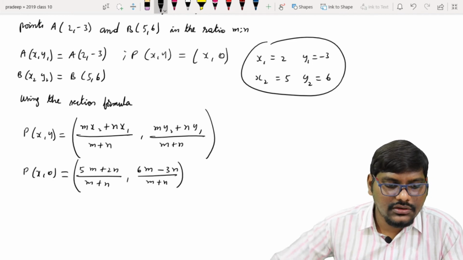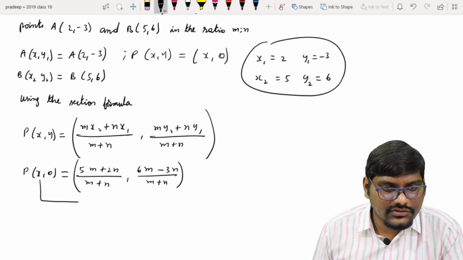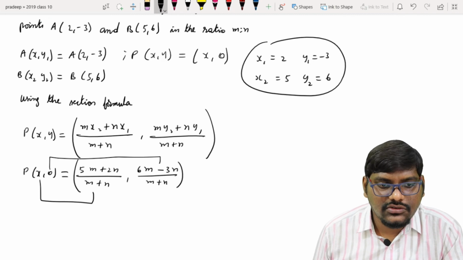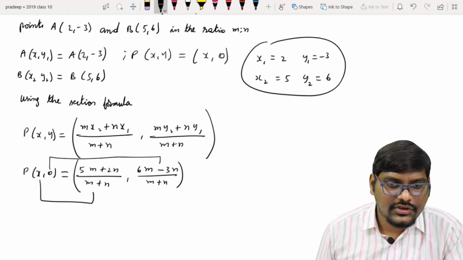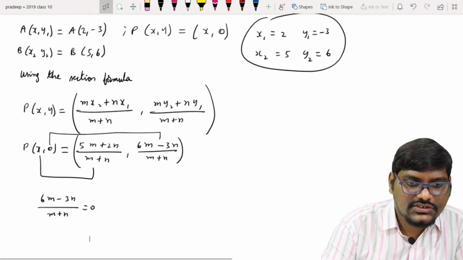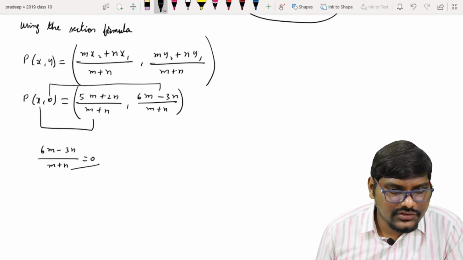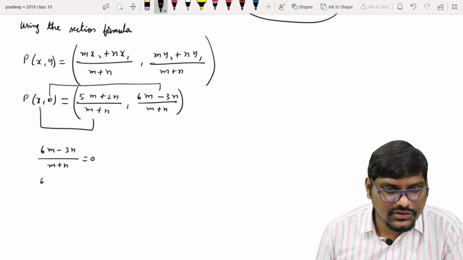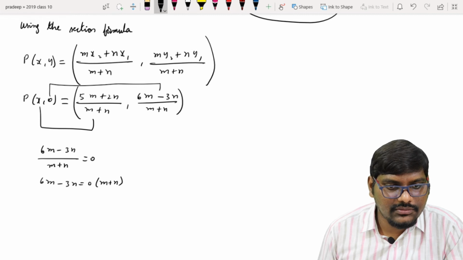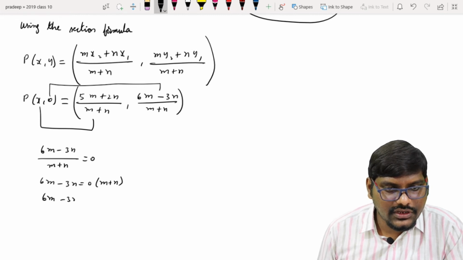Okay. So now I will equate this with this one so that I get certain values. Either one is fine, so let me take the y equation. So when I equate (6m minus 3n) by (m plus n) equal to 0, let's see what we get. When I send m plus n to the other side, it becomes 0, because (6m minus 3n) equal to 0 into (m plus n) is all 0. So I can write 6m minus 3n equal to 0.